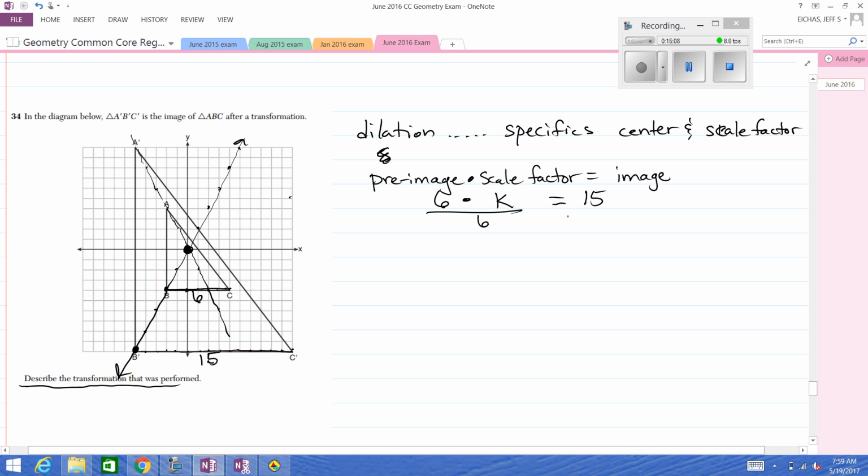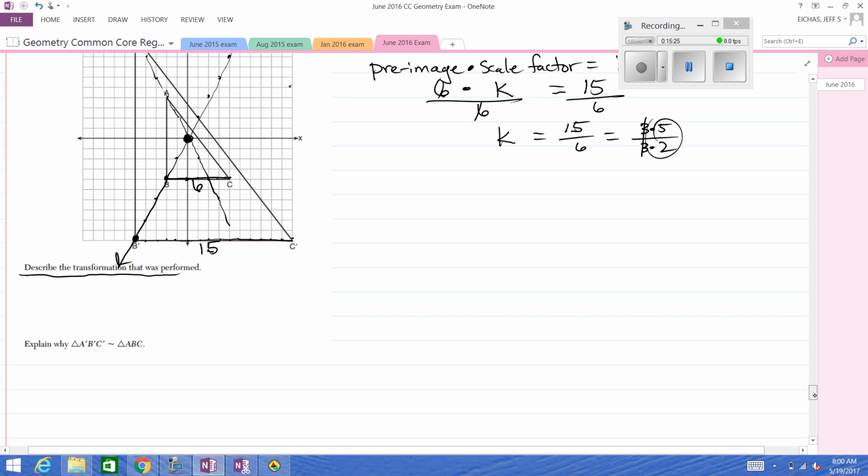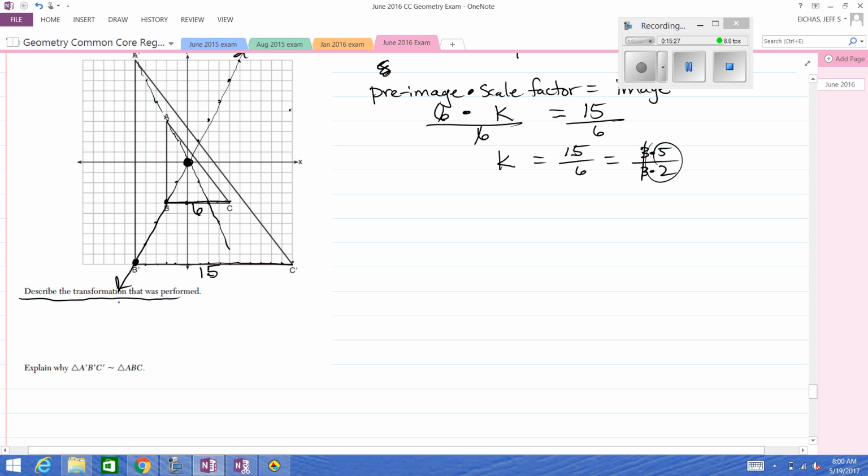Now to solve for K, we just divide, right? Inverse of multiply. And then 15 over 6, we can reduce that. Let's see, a 3 comes out of both. So 5 halves. You don't have to reduce it, but it's a little nicer. All right. So if I want to describe that transformation, I should be specific.